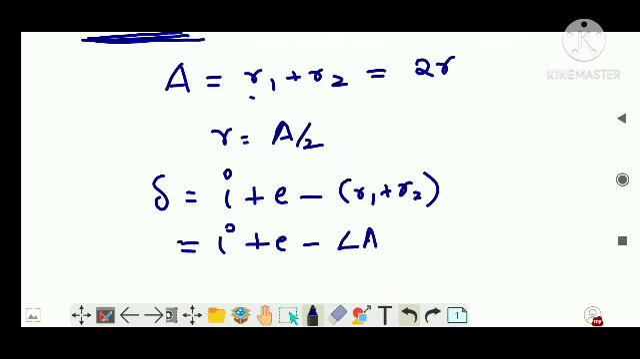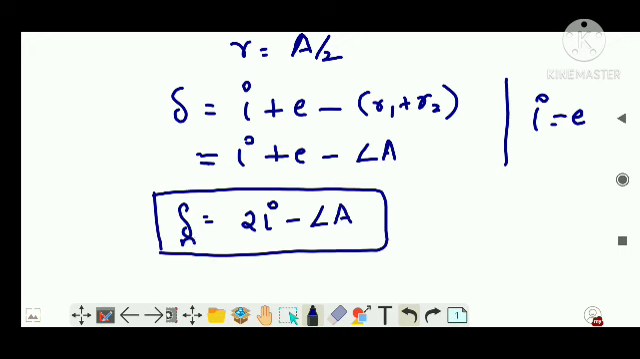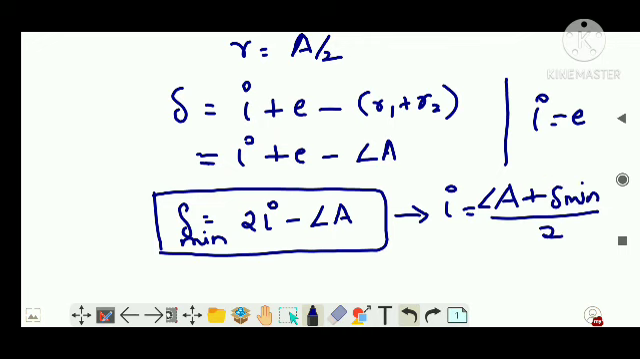Remember, I just told you that during minimum deviation, I will be equal to E, that is, angle of incidence and angle of emergence are the same. So I can write this as 2I minus angle A. So this is now the minimum deviation equation. Now, even if you are asked for the angle of incidence when minimum deviation is given, I can write angle A, that is the prism's angle, plus minimum deviation, whole divided by 2.